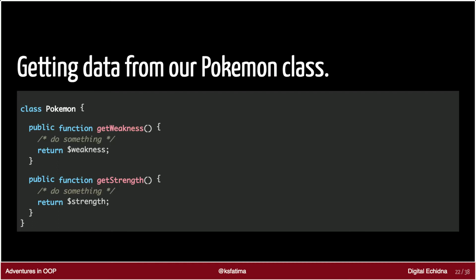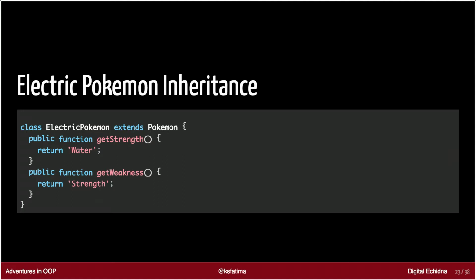But if we go back to inheriting, we'll go back to our electric Pokemon class. And in this one, we'll actually show what the weakness and strengths of that class are. So this way we don't have to define them in the constructor, and we're still using our inherited classes.